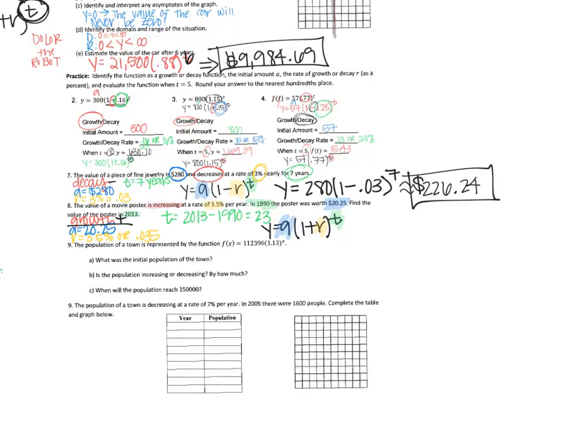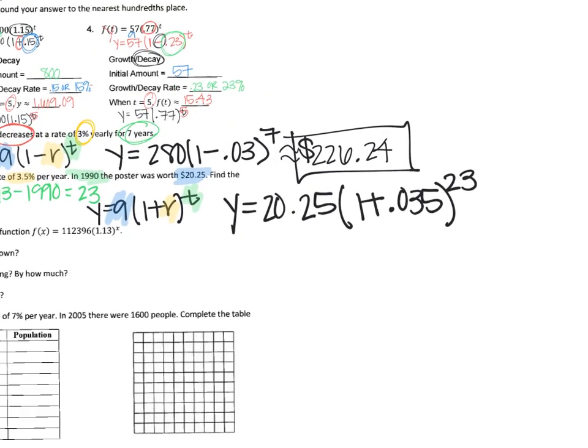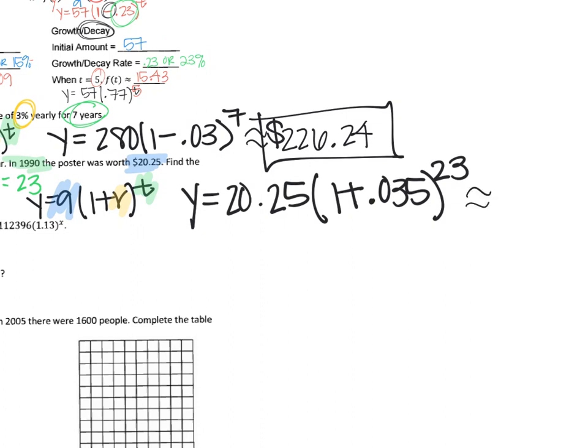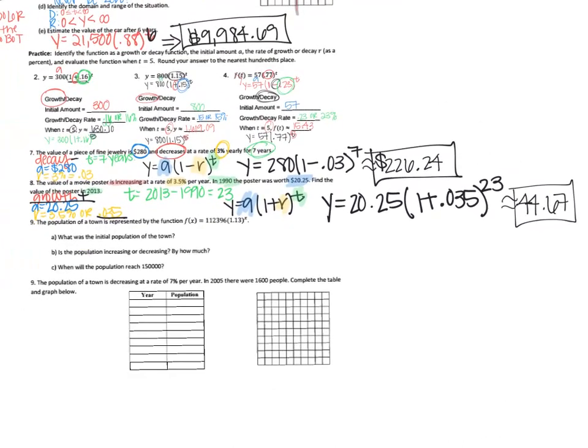And when I do that, I get Y equals 20.25 times 1 plus, again, I have to plug in the actual number, 0.035, to the t power of 23. And when I plug that into my calculator or Desmos, I get 44.67-ish. So the worth of the movie poster is going to be $44.67 because it's going up, which makes sense.